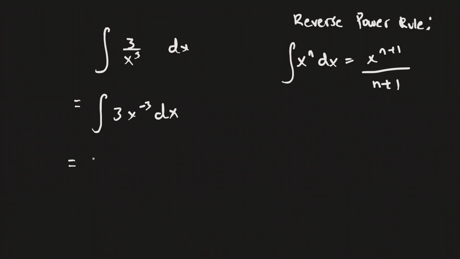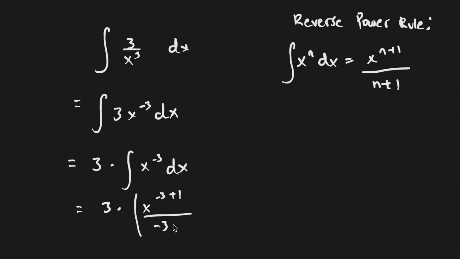So this would equal, we can take that 3 out, that's a constant, multiplied by the integral of x to the negative 3 dx. Here we can use the reverse power rule. That would become 3 times x to the negative 3 plus 1 over negative 3 plus 1. So this would equal 3 times x to the negative 2 over negative 2, which is equal to negative 3 by 2 times 1 over x squared.